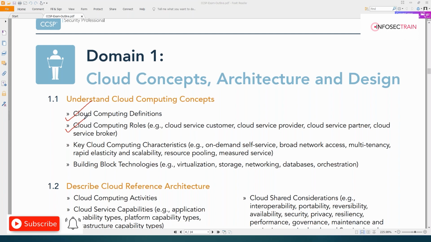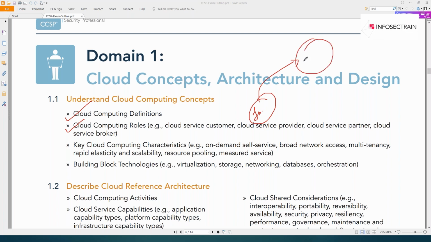So what does it mean by cloud computing roles? See, we have a lot of entities in the cloud platform. For example, I am a customer. Let's say I'm working as a part of a company called Infosec Train. Infosec Train is trying to host all their infrastructure in AWS. So AWS is called the cloud service provider. Infosec Train is called the cloud service consumer or cloud service customer, whatever it is. They can call this company the cloud service customer or consumer, and the provider is called the cloud service provider. But we have more job roles in this.